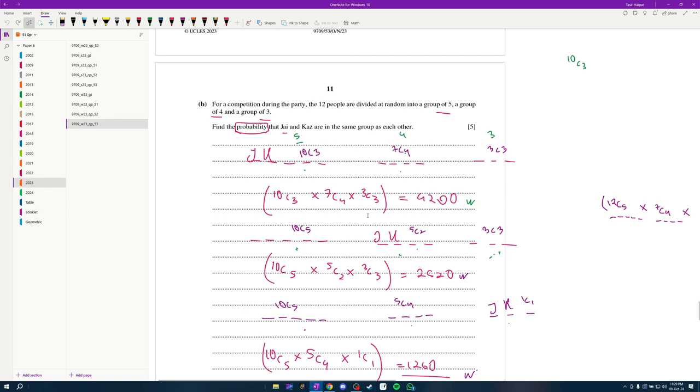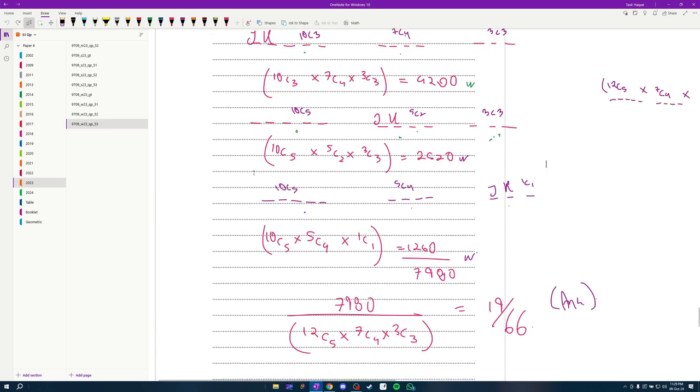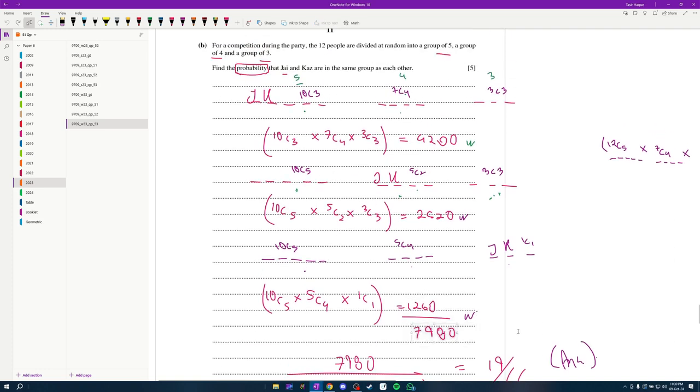Jay and Kaz being in the group of 5 people, then we have 10 people left. So 10C3 times 7C4 times 3C3, that's 4,200. Jay and Kaz in the second group, that's 10C5 times 5C2 times 3C3, 2520. And then Jay and Kaz in the last group, that's 10C5 times 5C4 times 1C1, that is 1260. So the total number of ways in which Jay and Kaz are in the same group is 7980.